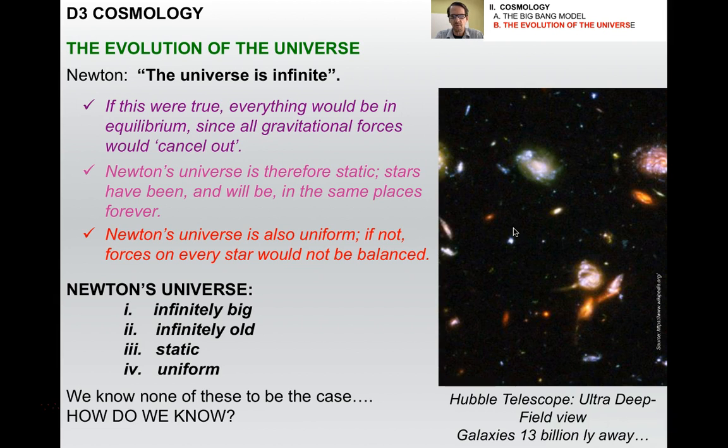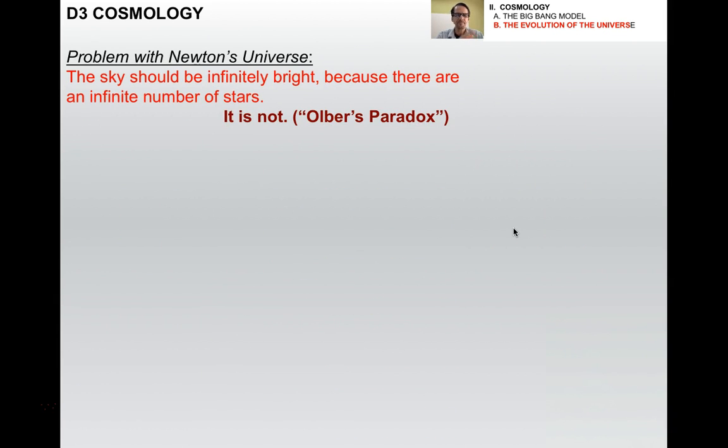Now, how do we know this? Well, the main problem with Newton's universe is that if it's static, the sky should be infinitely bright because there are an infinite number of stars. It means that anywhere you look in the sky, there should be a star or many stars. Now, clearly it's not infinitely bright. In fact, it's quite dark.